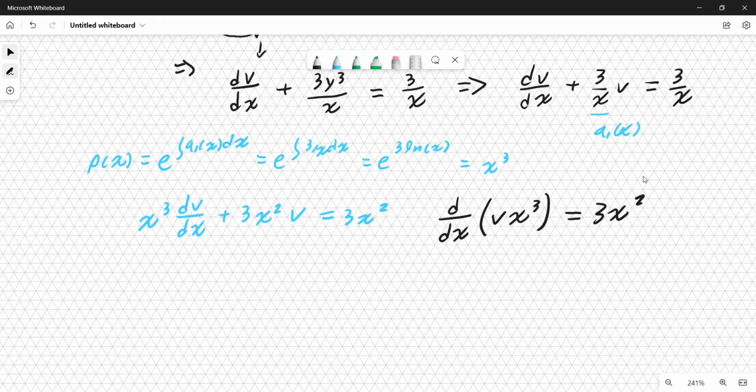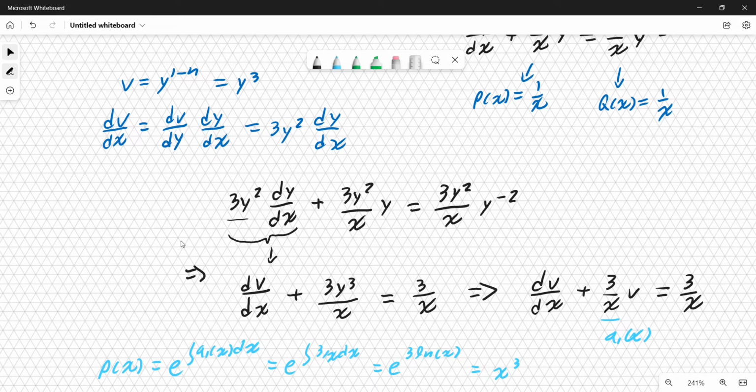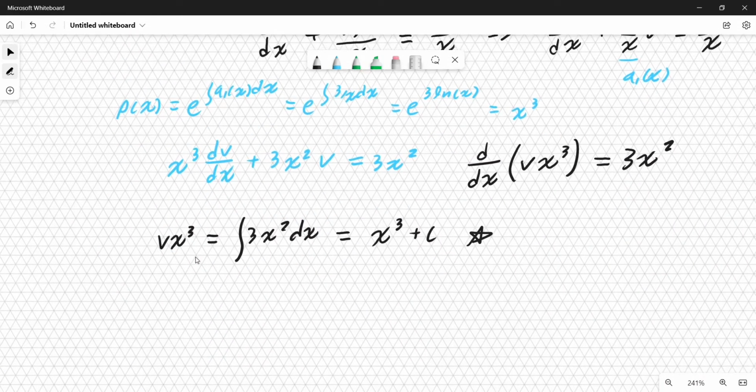All right. So now we can integrate both sides, and we end up getting v x cubed equals the integral of 3x squared dx, which just equals 3x cubed over 3, which is just x cubed. And do not forget the plus c. That is important in this last step. We also know v is just y cubed, as previously said. And we want everything in terms of y and x. We end up getting y cubed x cubed equals x cubed plus c.